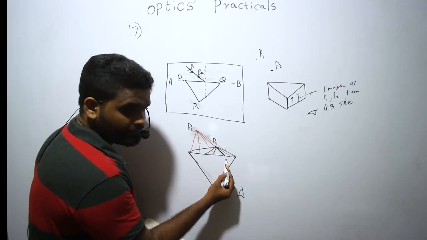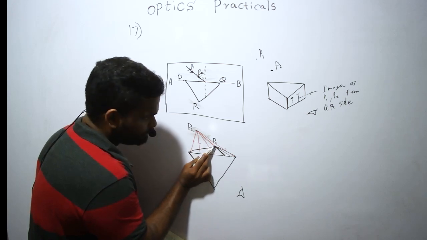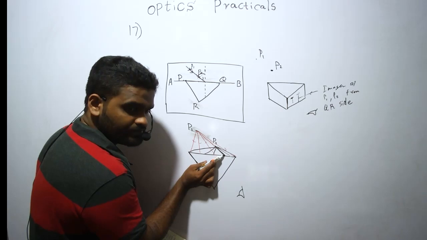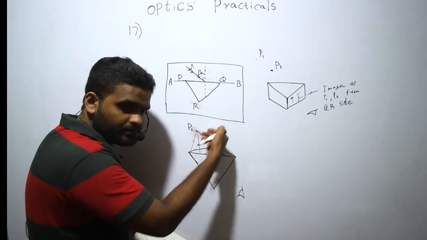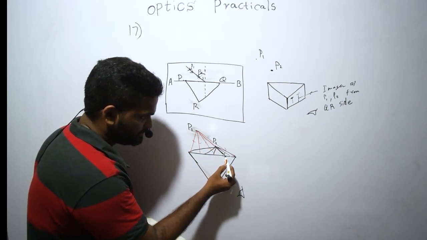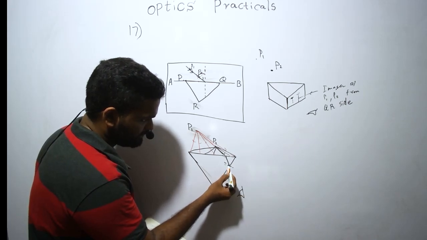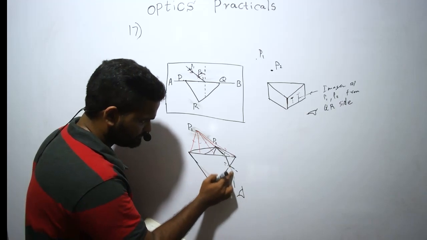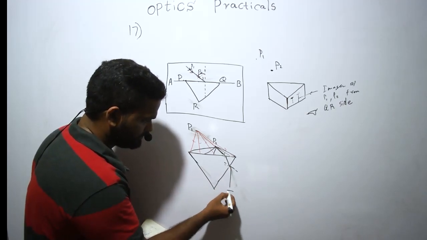Then what happens? If you think about this light ray, from P2 as well, there's a light ray coming like this. But if you think about this light ray, image of P1 is covered by P2. Here it is incident, it refracts like this and emerges like this. Then you can see that.